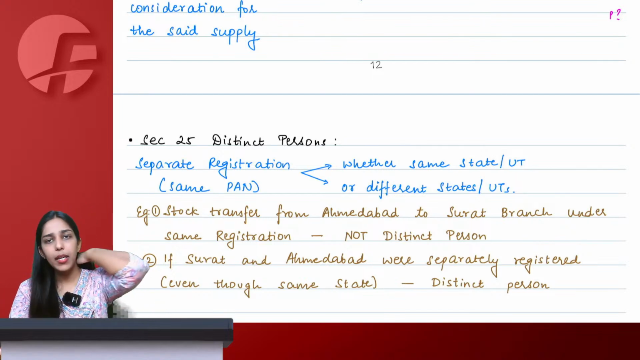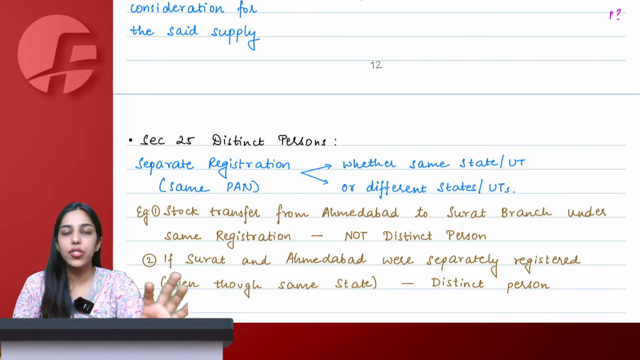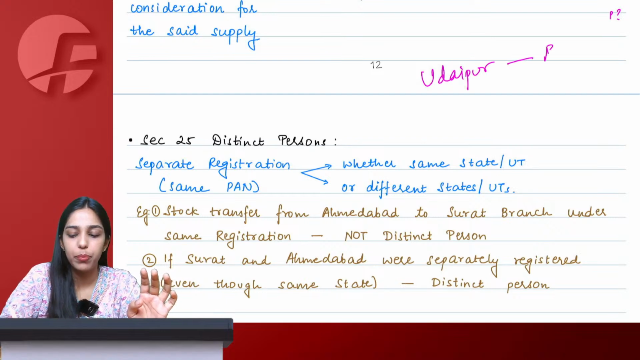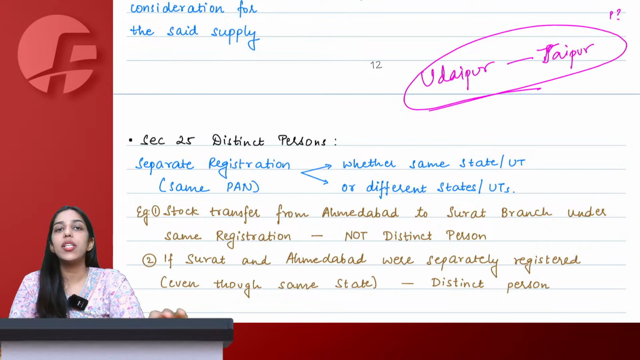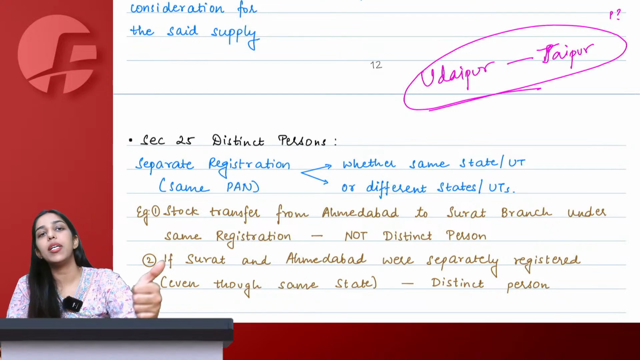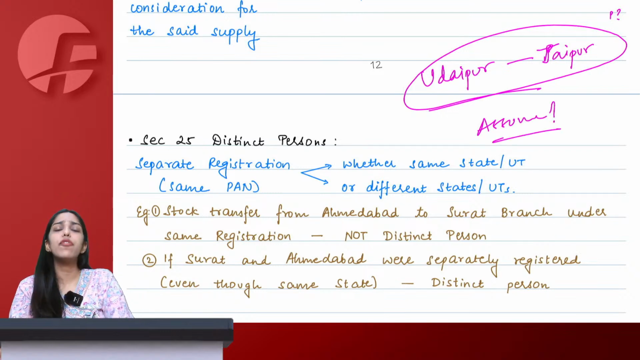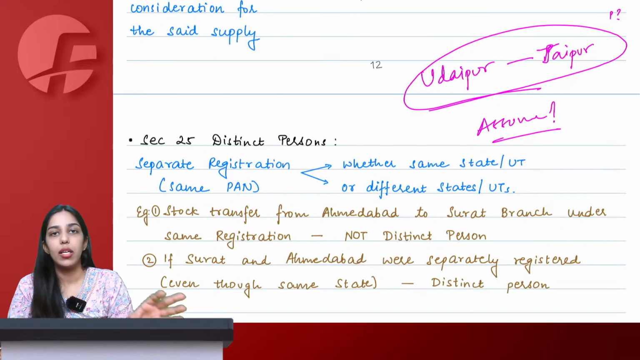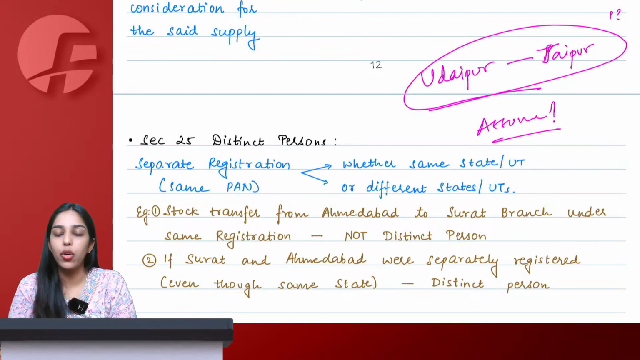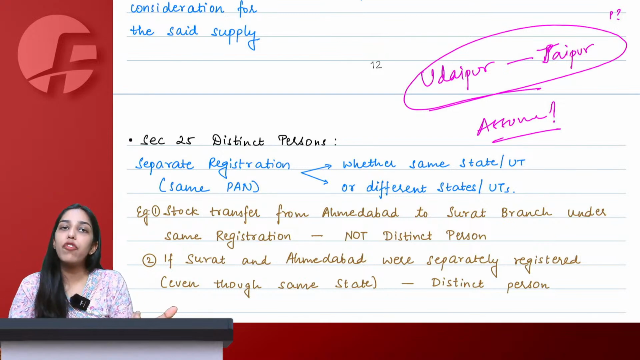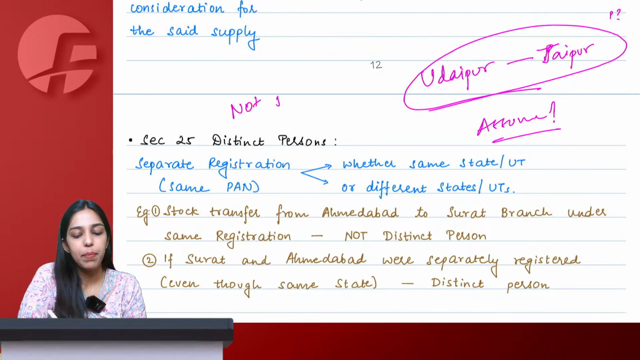Now, let's say the question only says I have transferred stock from Udaipur to Jaipur. Udaipur and Jaipur both are in Rajasthan. The question has not mentioned whether they are separately registered or not. What are you going to assume? There are three questions in the question bank where ICAI has not made it clear whether they are separately registered or not. But they have given 2 cities of the same state only. Our default assumption would be they are not separately registered.